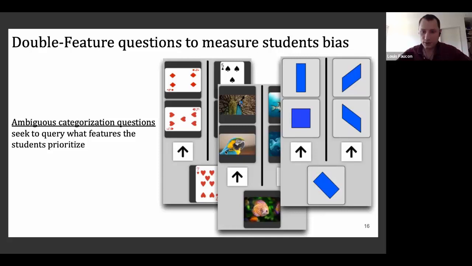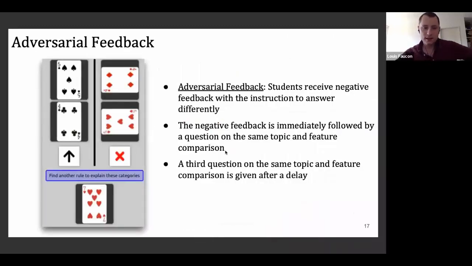We created this question to be able to measure which features students were preferring when answering these questions. And finally, another aspect of the experiment was the adversarial feedback. As I said already, this question with two features has two correct answers, depending on what feature is preferred by the students. But with the adversarial feedback, we would give negative feedback to the students, no matter the answer they gave. So here on screen, you see an example of a student who has answered with the color feature.